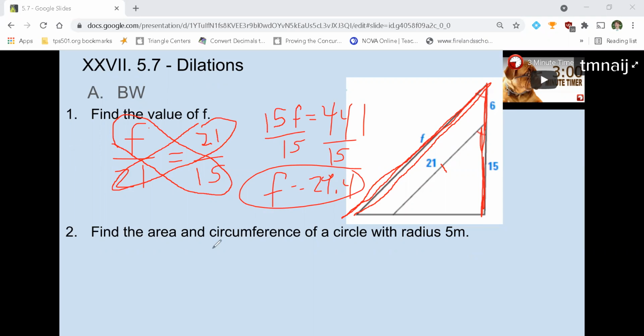All right. Find the area and circumference of a circle. So the area of a circle is pi r squared. Sounds like area to me. And if you need the circumference, just use pi d or 2 pi r. This was on your homework for 5.6. It's also on your homework for 5.7. So if you struggled with this question, those are the formulas you need. And then you just plug in 5 for r. So the area would be pi times 5 squared.